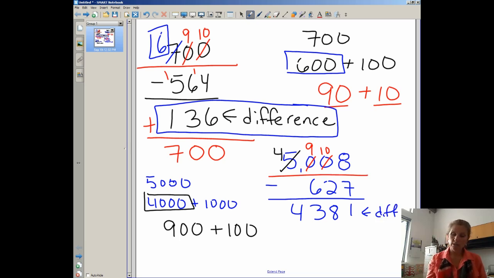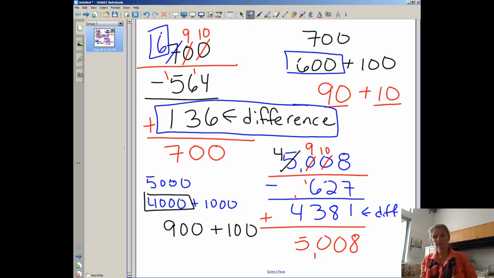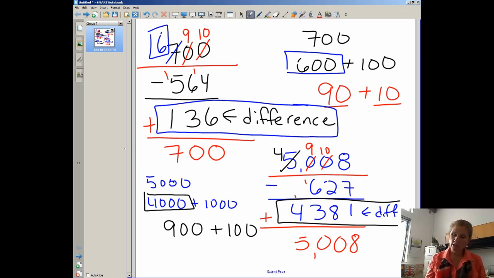Quick check to make sure, add these two together. 7 and 1 is 8. 8 plus 2 is 10. 6 and 3 is 9, plus 1 is 10. And adding 1 up here, I get 5. And that's what I started with, 5,008. So that's what makes me think that I did this correctly. And 4,381 would be my difference.